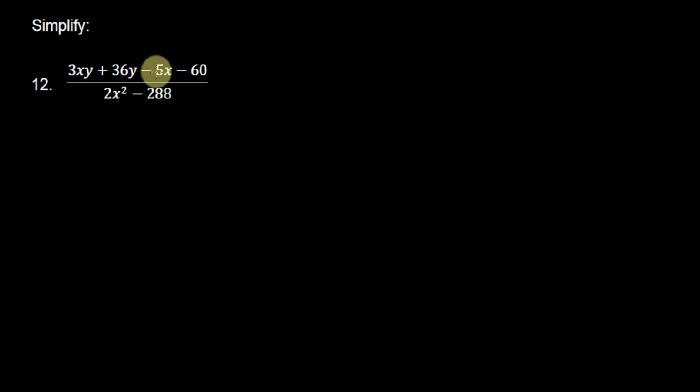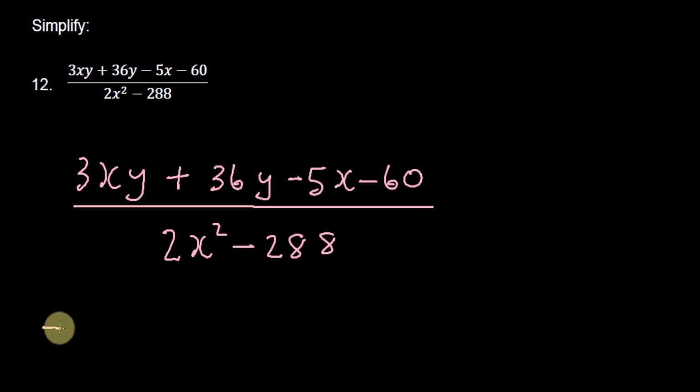We know that we must use grouping in the numerator because we have 4 terms. So let's do that. So we take out a common factor from the first 2 terms here, and the common factor is 3y. So 3y into 3xy, x remains. Then we have a plus, and 3y into 36y will be 12.